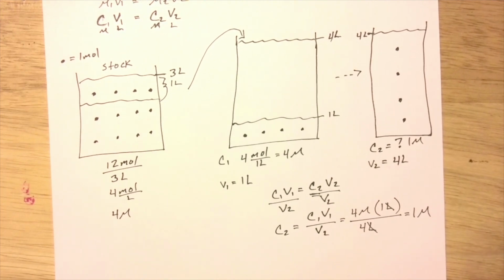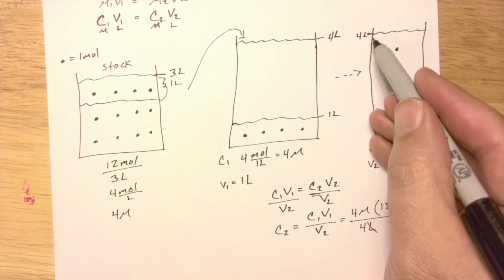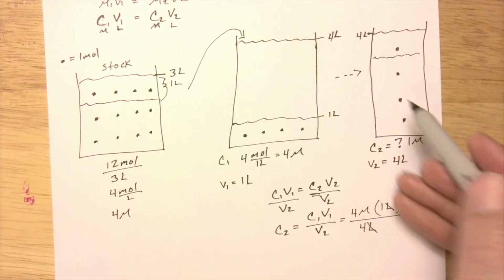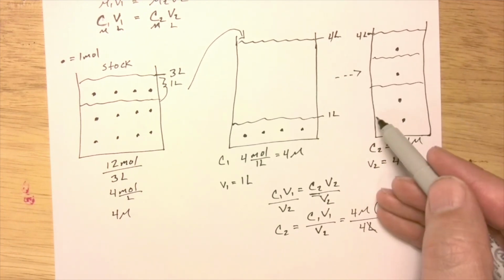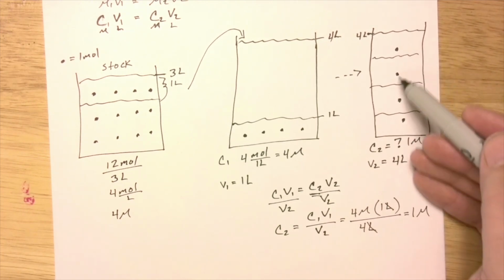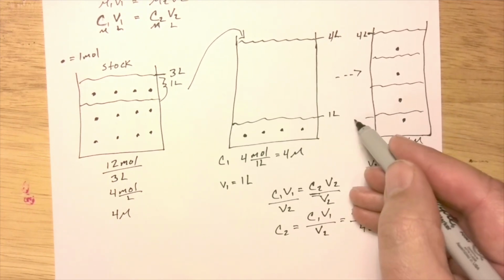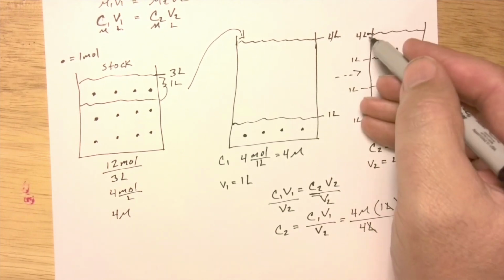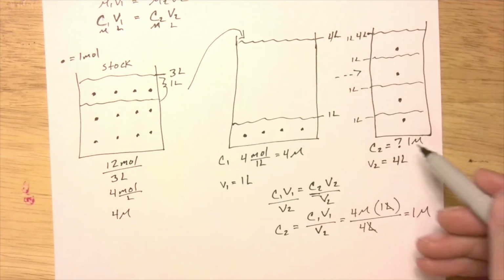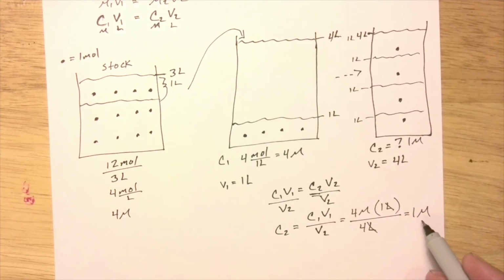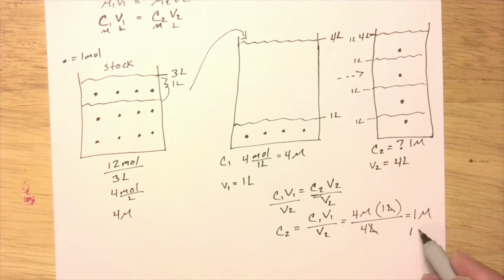So if you think about this, if this is a 4 liter container, that means here's 1 liter, there's another liter, there's another liter, there's another liter. For every 1 liter, I would have 1 mole of that solution in here. So this is technically 1 mole per liter.